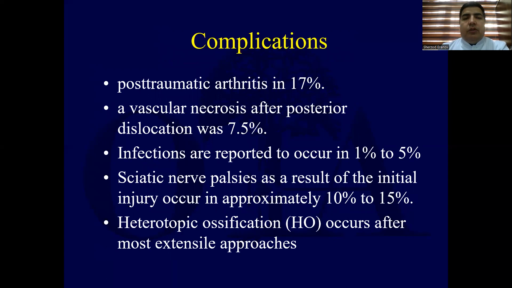Complications: post-traumatic arthritis in 70%. Avascular necrosis after posterior dislocation was 7.5%. Infections are reported to occur in 1% to 5%. Sciatic nerve palsy as a result of the initial injury occurs in approximately 10 to 15%. Heterotopic ossification occurs after most extensive approaches.